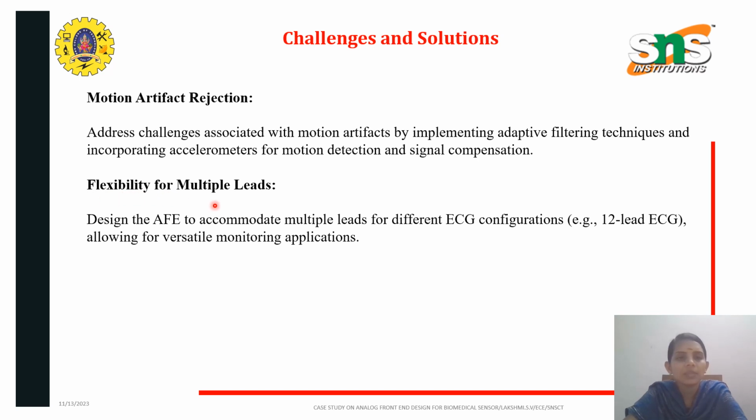Then comes the flexibility for multiple leads. Based on the need of the ECG recording setup, there are multiple leads that can be accommodated, for example, the 12 lead system. There are two different types, one is unipolar and the other one is bipolar leads. So based on the need, this accommodation of multiple leads has to be ensured here.